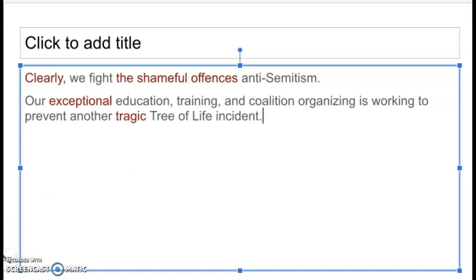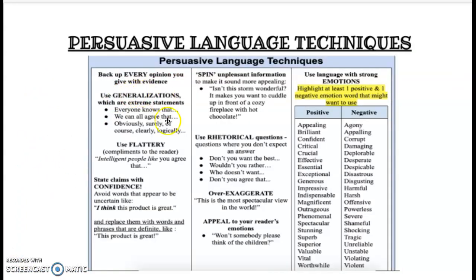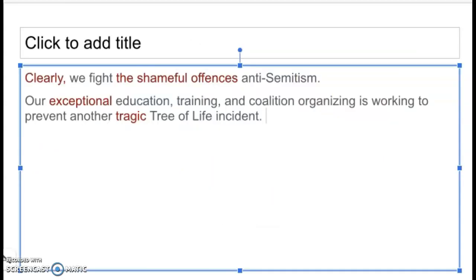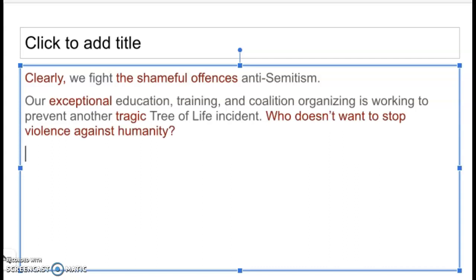I'm wondering what else I can add, so I'm going to come back. I've already done this one. Maybe I'll add a rhetorical question. So I'm going to add this rhetorical question, who doesn't want to stop violence against humanity? Now I feel like I've done a very persuasive job here.